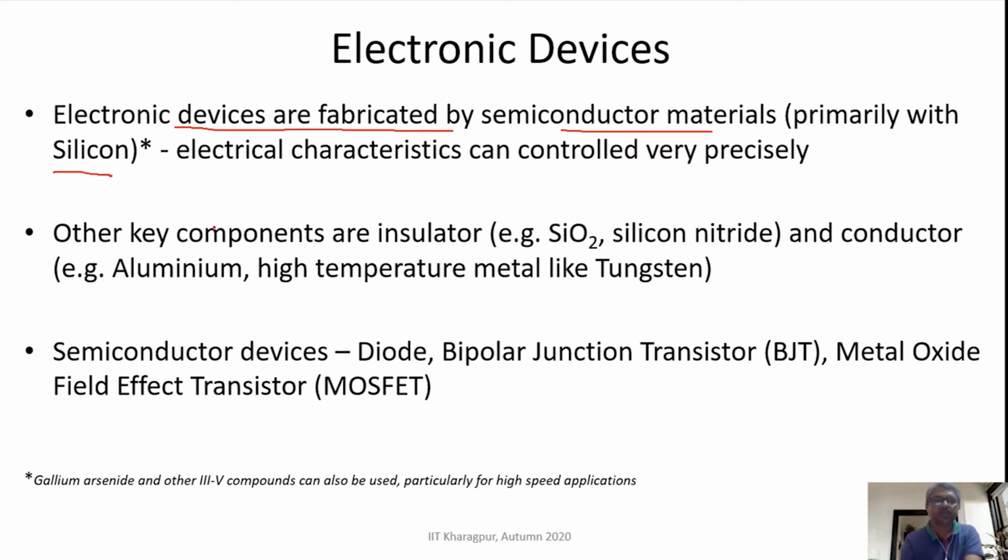The other key components in any electronic device are insulators, for example we use SiO2 and also silicon nitride, while fabricating electronic devices in the foundry. And we also use metals, for example aluminium. Nowadays we are using copper as well. And sometimes if we need a high temperature application, we use a metal like tungsten.